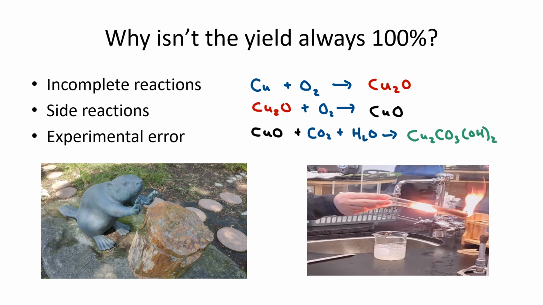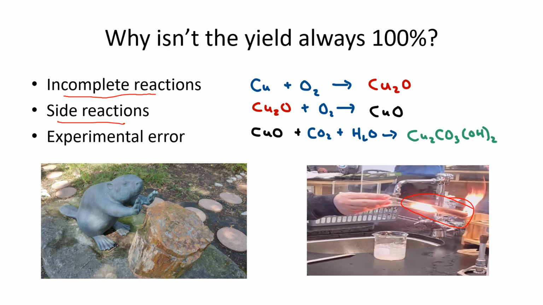All right, so why isn't it always 100%? Well, there's a whole bunch of reasons. One could be an incomplete reaction. Maybe there isn't quite enough of a certain reactant, and you'll get something like incomplete combustion, where you're not going to get all of the product that you're hoping for. Another is side reactions, where the thing that's reacting might also react with some other things that are nearby.